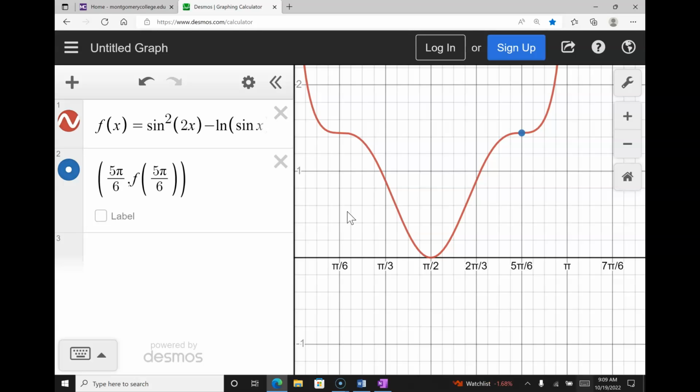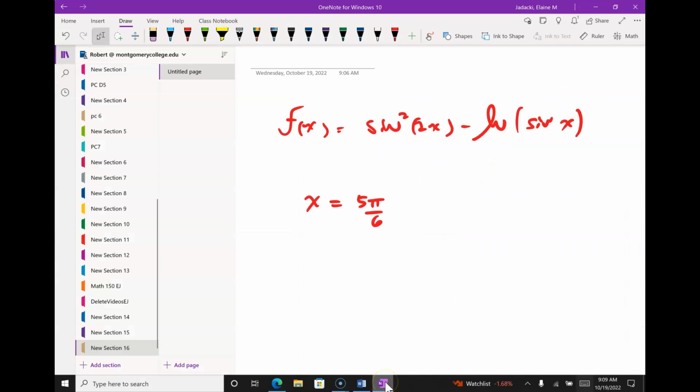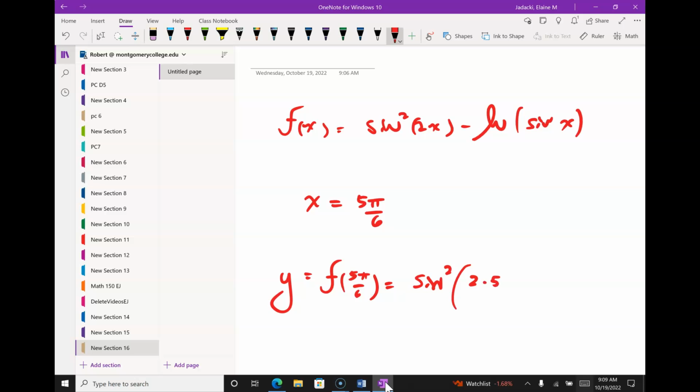Nice. So let's get our derivative here, or the y value. We can do the y value first. So y is f of 5 pi over 6, which is sine squared of 2 times 5 pi over 6 minus the ln of the sine of 5 pi over 6.